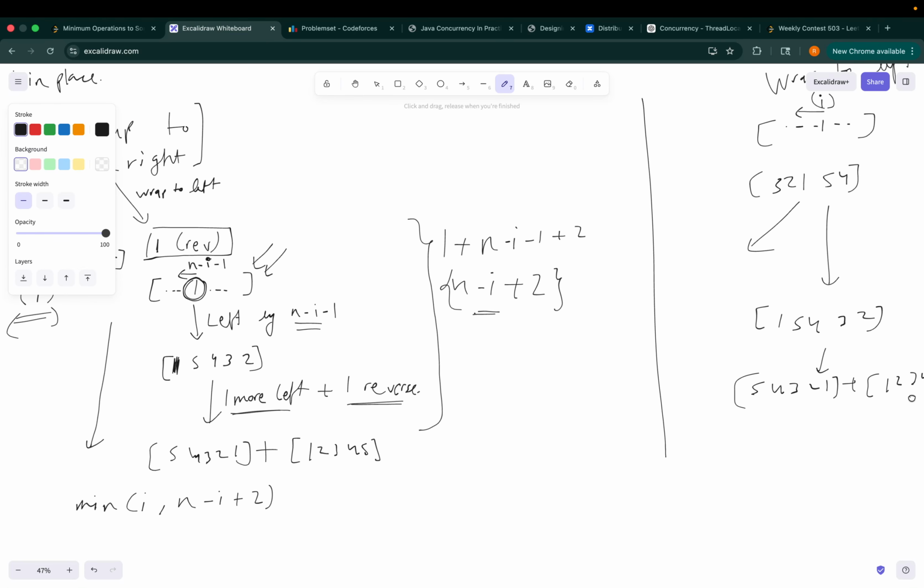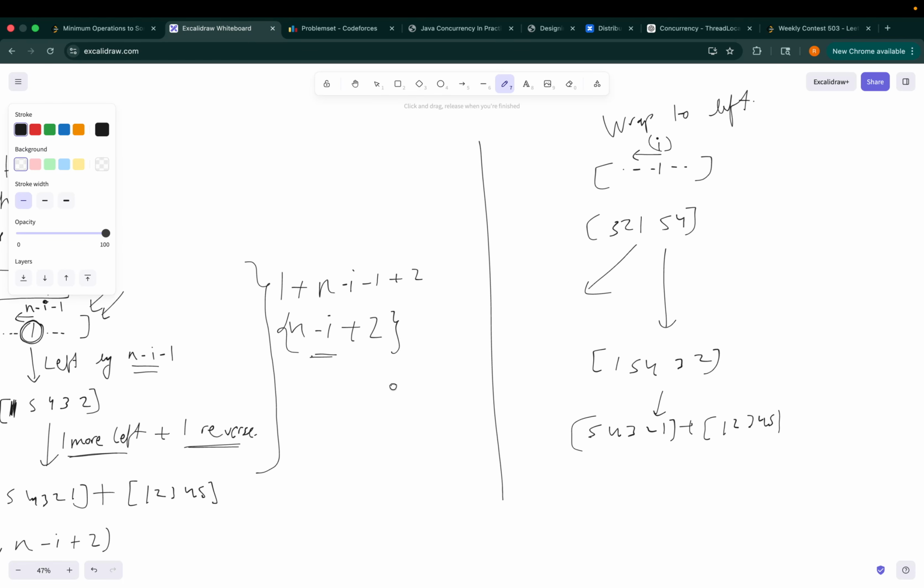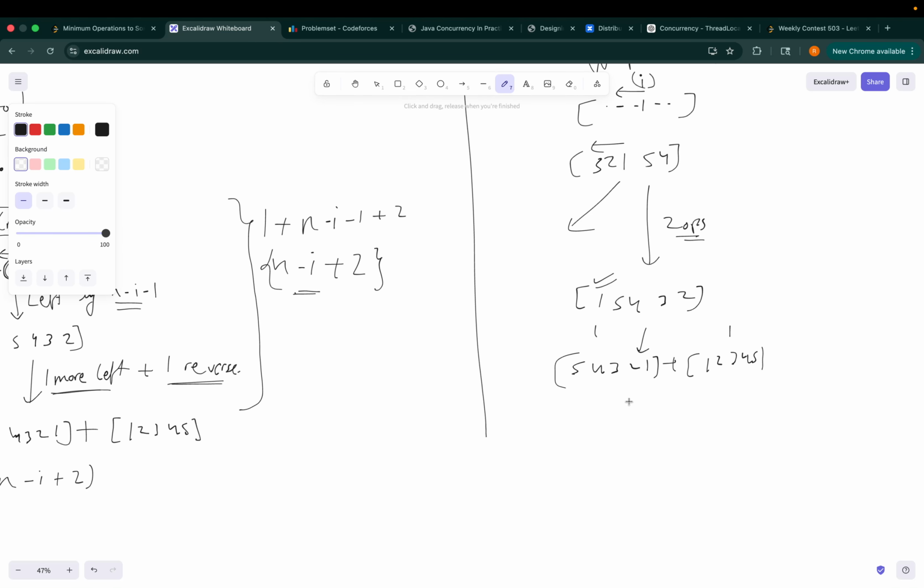So how many operations did we do? We did I operations to get one here. So I is 0 1 2, so 2 ops to get this, plus 1 plus 1. So how many did you do? We did I operations plus 2, right? I plus 2 operations.